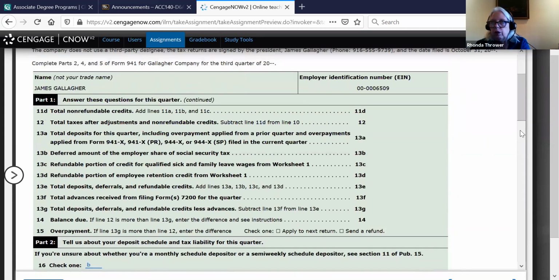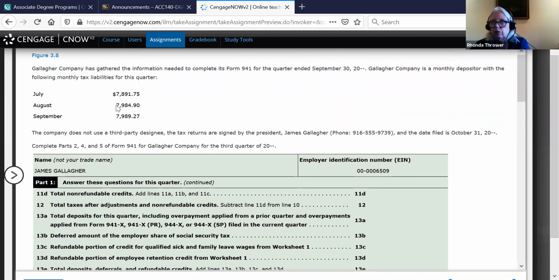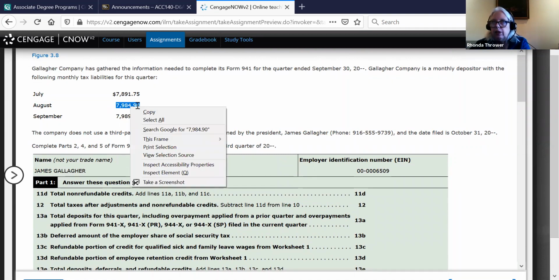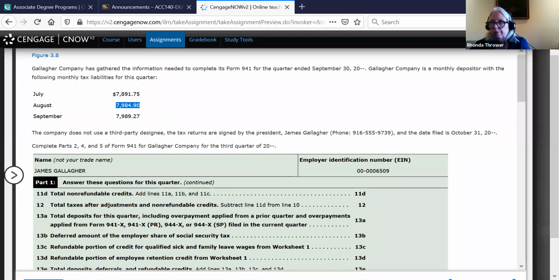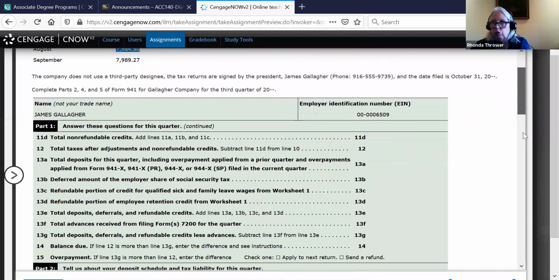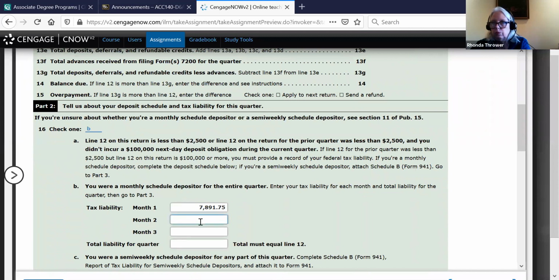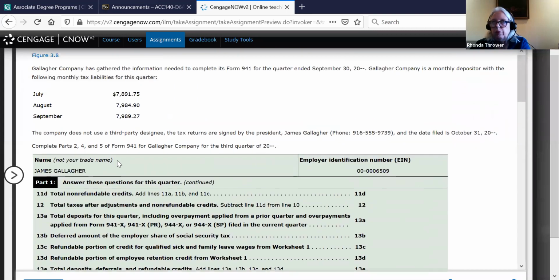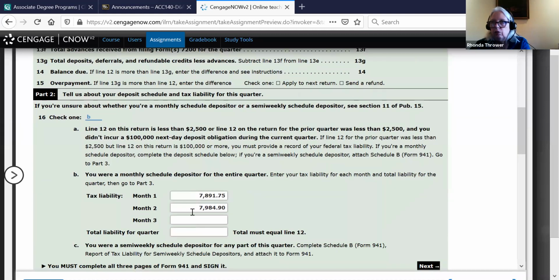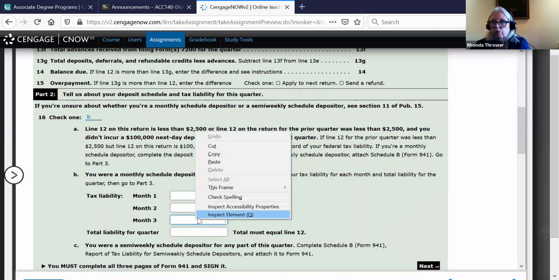The second month's deposit for the month of August is $7,984.90. And again, that goes in for month two. For month 3 of September, I will copy and paste that down into the deposits for month 3.